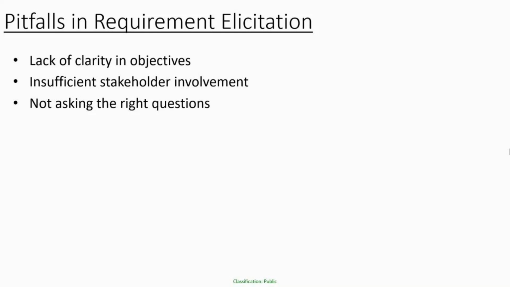Maybe if not the same day, you do the analysis at the end of the workshop, and next day you come back with the right set of questions to which they can provide the responses. So it has to be sorted out. You need to make sure that all the requirements related details are captured in depth. What happens if you don't do that?